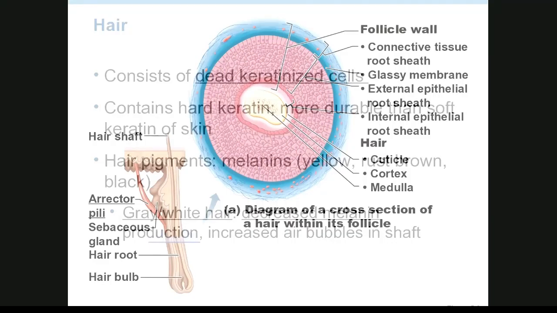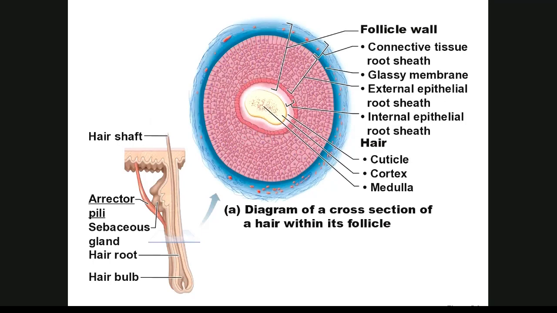Now, here is a diagram cut across right here, and you can see the hair bulb, the hair root, hair shaft. This is a muscle called the erector pili that allows the hair to stand up when you're either cold or when you have sympathetic stimulation as you're frightened or excited. Here's the medulla, the cortex, the cuticle. This area here is the external epithelial sheath, and we have a connective tissue sheath. This is all follicle wall here.